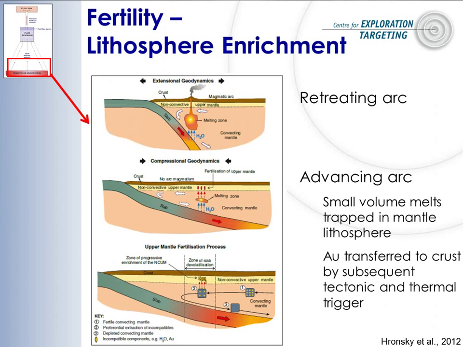This is just an example from Hans Kittel, 2012, about how small volume melts during flat subduction can stall and enrich the mantle lithosphere. That can happen millions of years, hundreds of millions of years before the actual event that then transfers that gold into the upper crust.